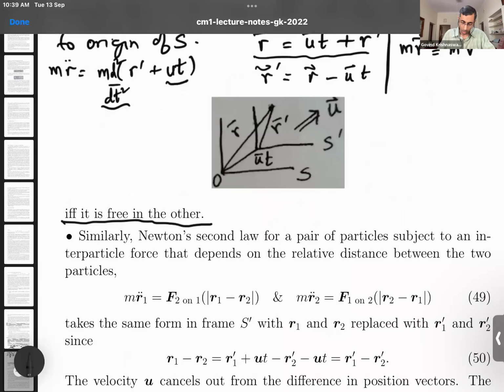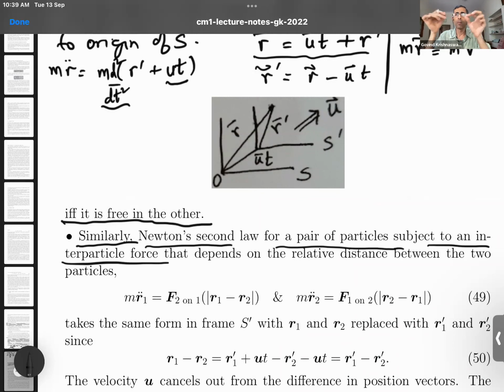Okay. Now we can progress from free particles to particles subject to forces. So let us similarly consider Newton's second law for a pair of particles subject to an interparticle force. Okay. So I have a lab inside which I have two particles, maybe two masses, and they have some gravitational force between each other. That is one possibility. And that gravitational force or whatever force depends on the relative distance between the two particles. Okay. So that is what we are considering.